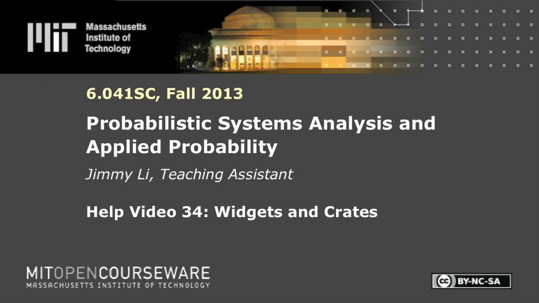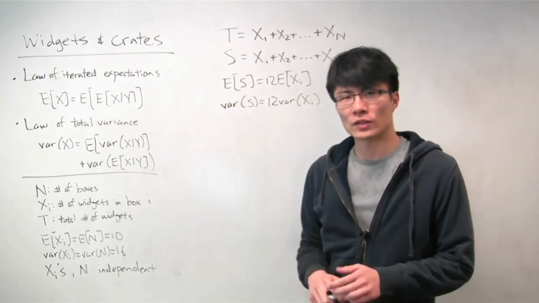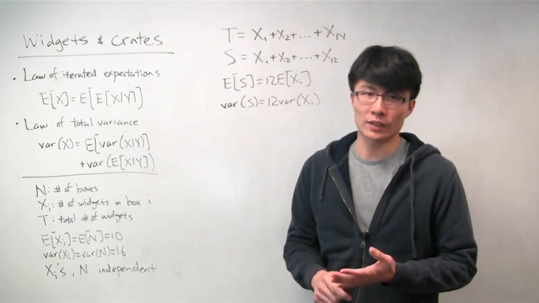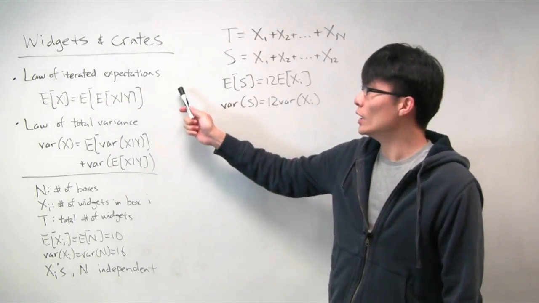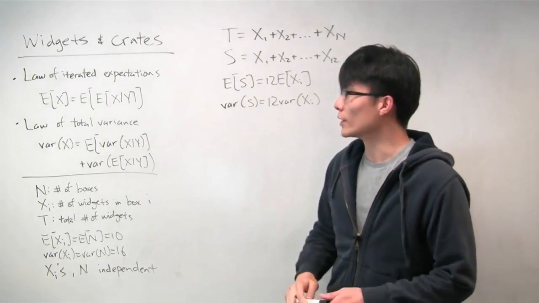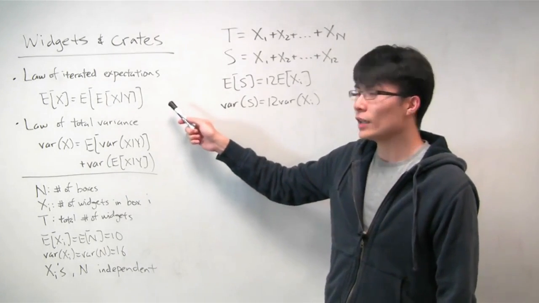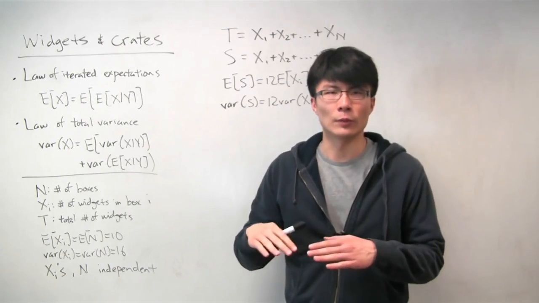Hi. In this problem, we'll get more practice using conditioning to help us calculate expectations and variances. We'll see that in this problem, which deals with widgets and crates, it's actually similar in flavor to an earlier problem that we did involving breaking a stick twice. And you'll see that we'll again use the law of iterated expectations and the law of total variance to help us calculate expectations and variances. And again, we'll be taking the approach of attacking the problem by splitting into stages and building up from the bottom up.